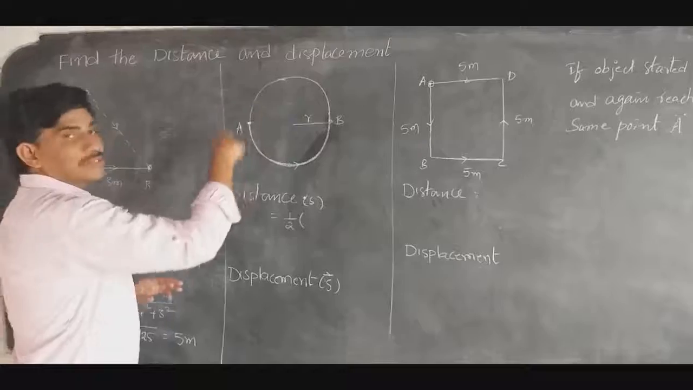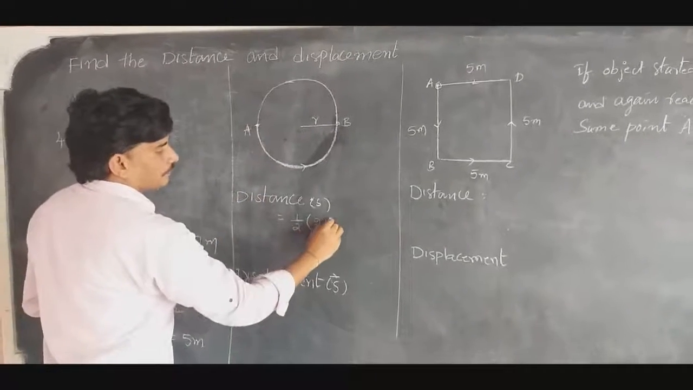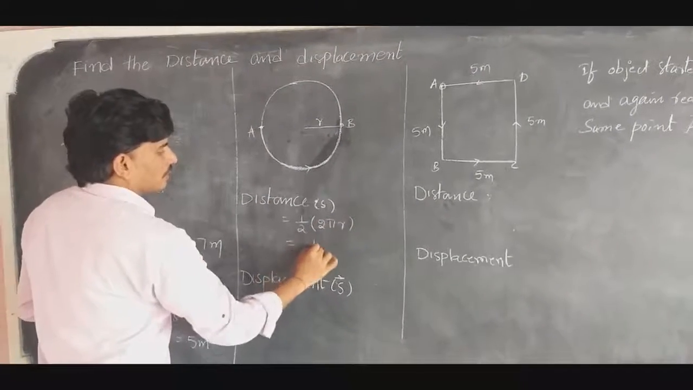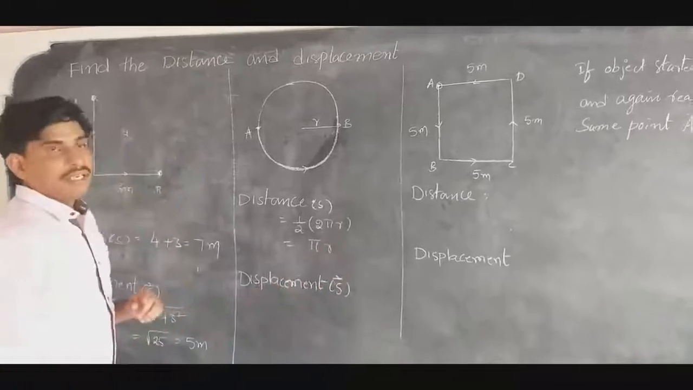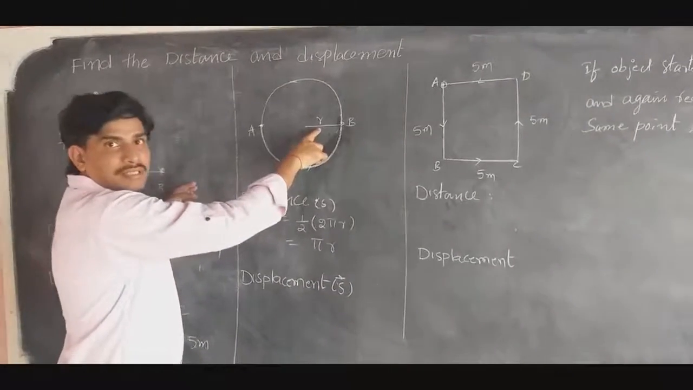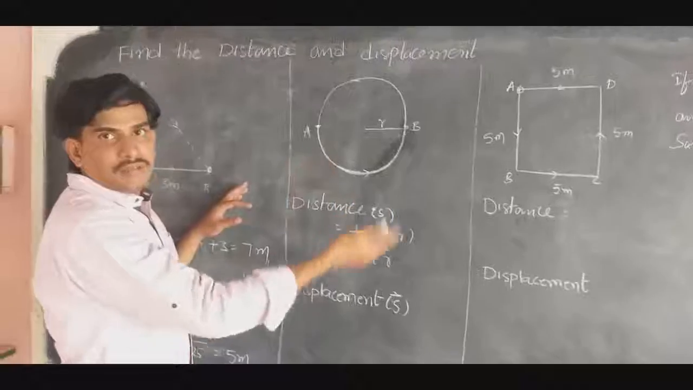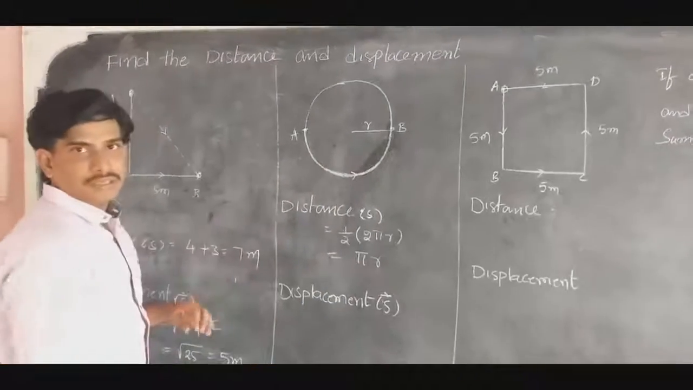What is the circumference formula? Yes, 2 pi r. That means this is just pi r distance. In the problem generally they will assign some value to the r. It may be 7 meters or 14 meters like that. So you can solve in this way.